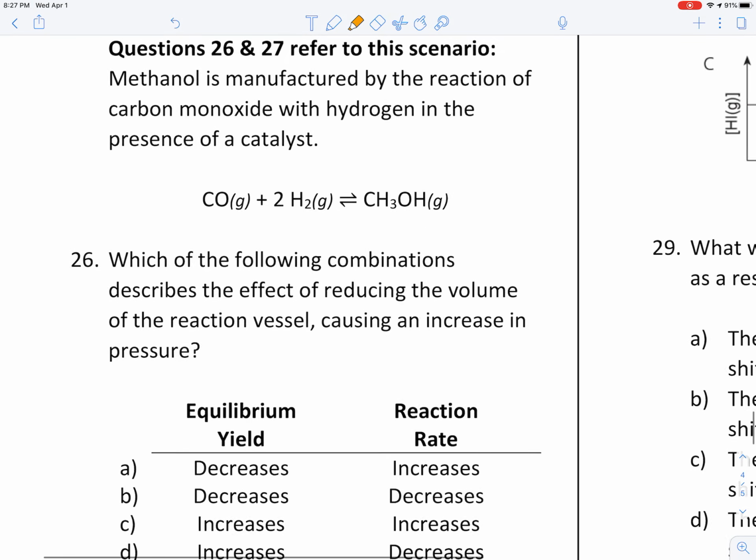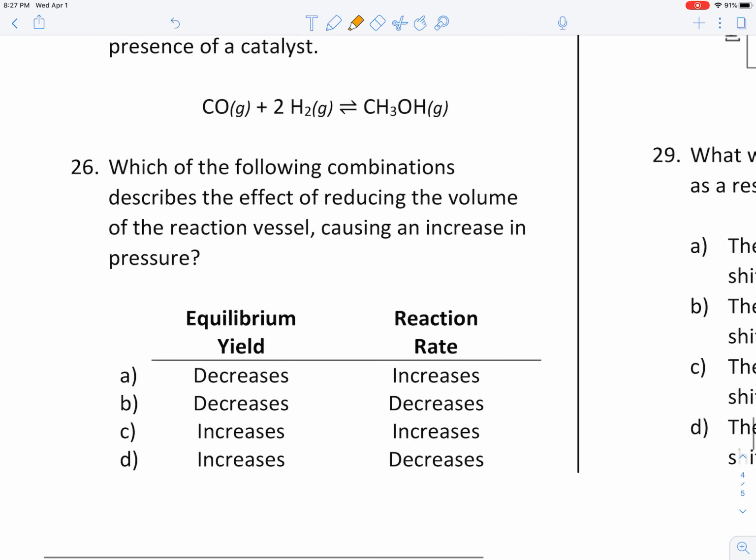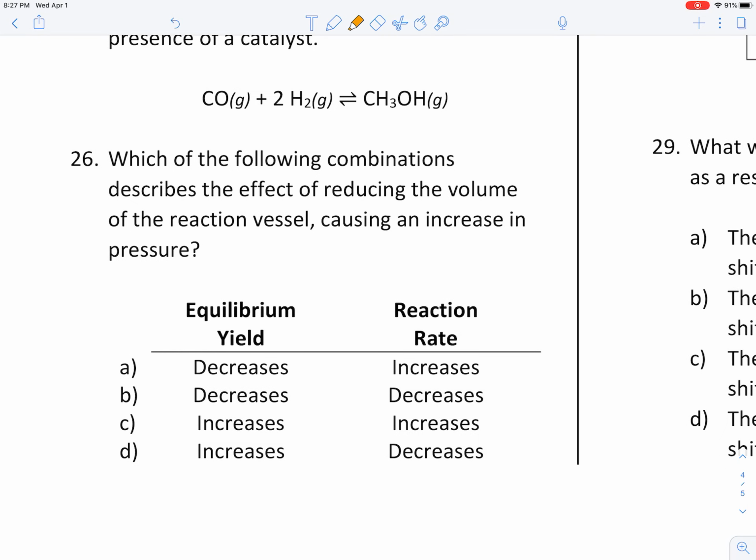Questions 26 and 27. These guys refer to methanol being produced, methanol is CH3OH, by reacting carbon monoxide and hydrogen with the help of a catalyst. So there's the balanced equation. Pause the video and see if you can answer question 26.